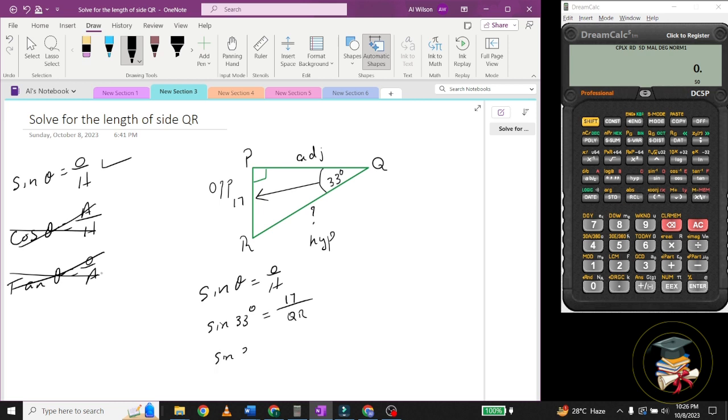Therefore, sine 33 degrees times QR is equal to 17. Notice we need QR to be the subject. Therefore, QR is equal to 17 divided by sine 33, which, when we run to our calculator and enter 17 divided by sine of 33, gives us 31.2 as the answer. So notice in this question, we had to solve for the hypotenuse, which required us to do a little bit more work in order to arrive at our answer.